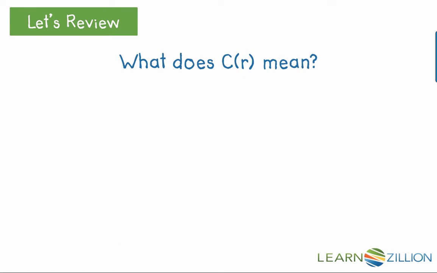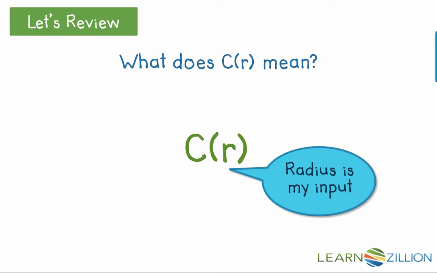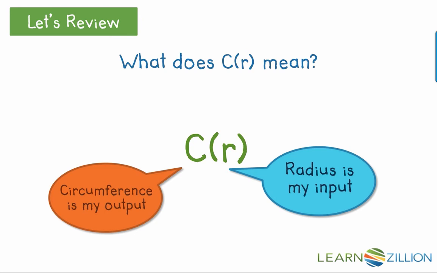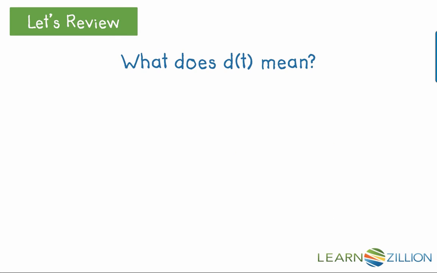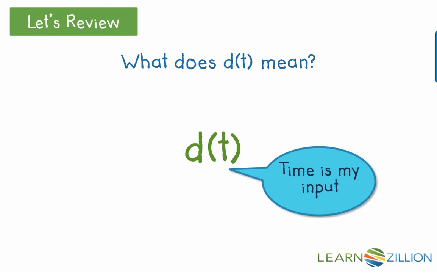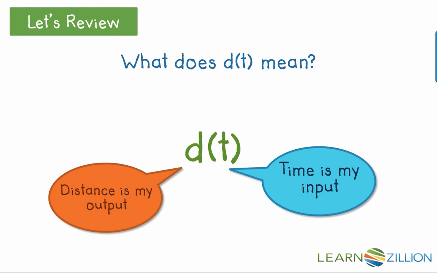So what does c of r mean again? Well, c of r equals 2 pi r just means that the circumference's value depends on the value of the radius, where the radius is my input, and that's what determines my circumference, which is my output. And what about d of t? Well, d of t equals rate times time means that the distance traveled depends on the amount of time we spent traveling, where my input is the time, and that's what determines my distance traveled, which is my output.